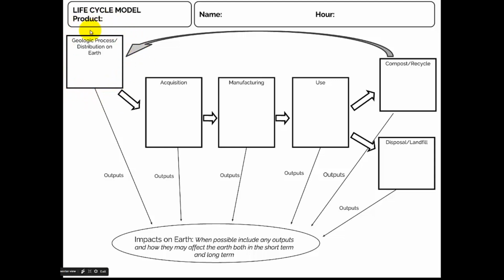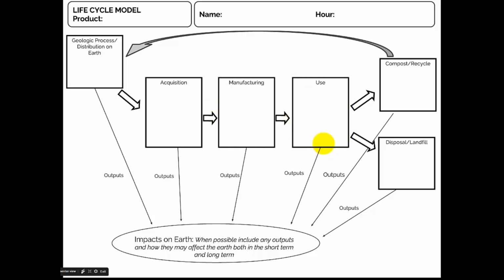In the upper left, we can see we have a box titled Geologic Processes and Distribution on Earth. Here is where we will look at how natural resources end up in different places on the Earth, where humans can get to them, harvest them, and eventually use them. This next box then is acquisition. So once we've located natural resources, we acquire them for our use. Most often, in fact almost every time, we do something to those natural resources in manufacturing or processing before they go on to the next box, which is the actual use.